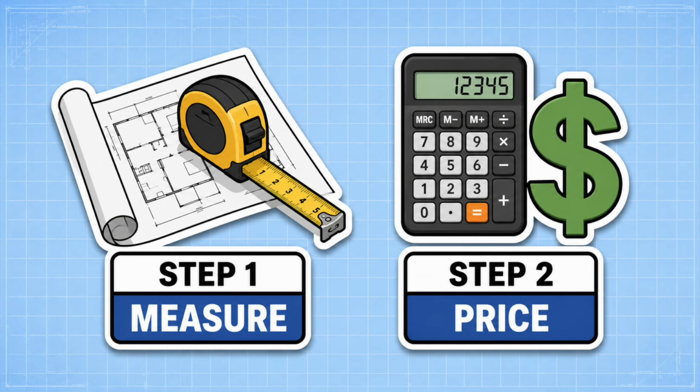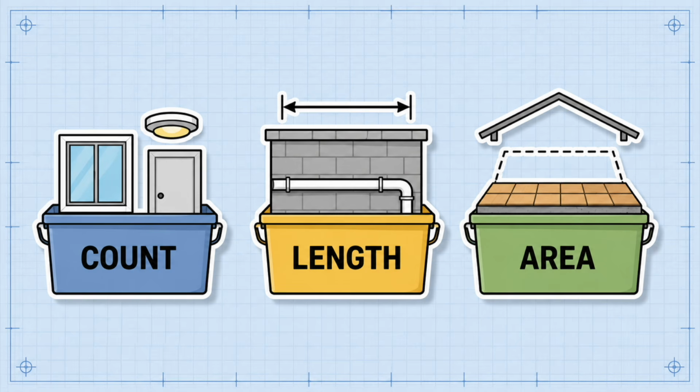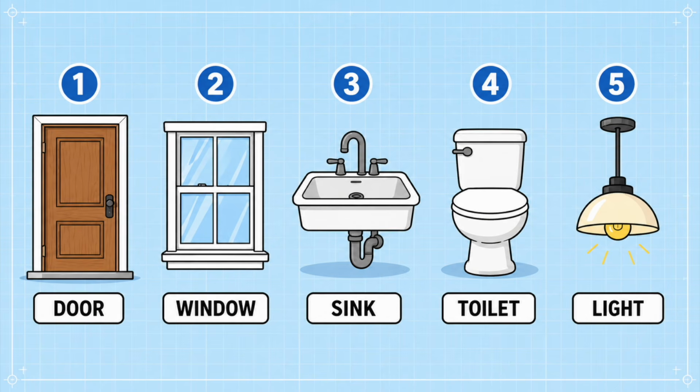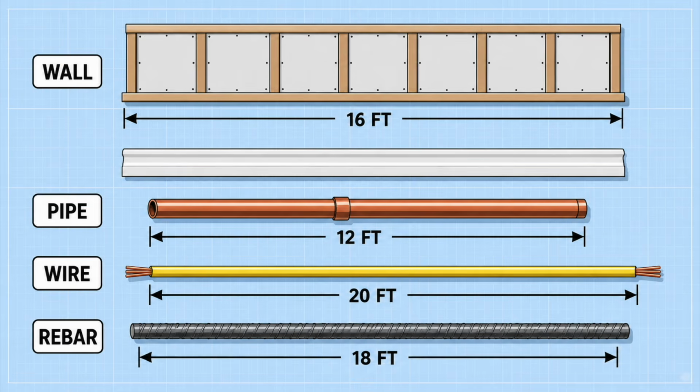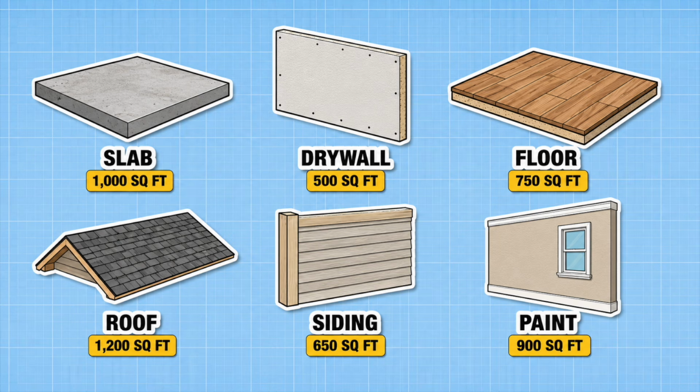The first job is quantity, not guessing. Measure first, price second. Most takeoffs fall into three simple buckets: count, length, and area. Count items are things like doors, windows, sinks, toilets, and light fixtures. Length takeoffs cover things like walls, baseboard, pipe, wire, and rebar. Area takeoffs cover slabs, drywall, flooring, roofing, siding, and paint.